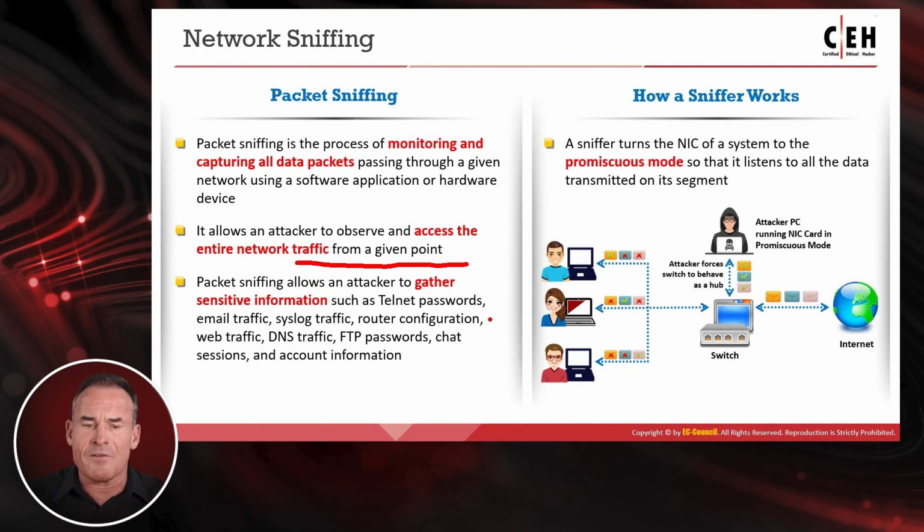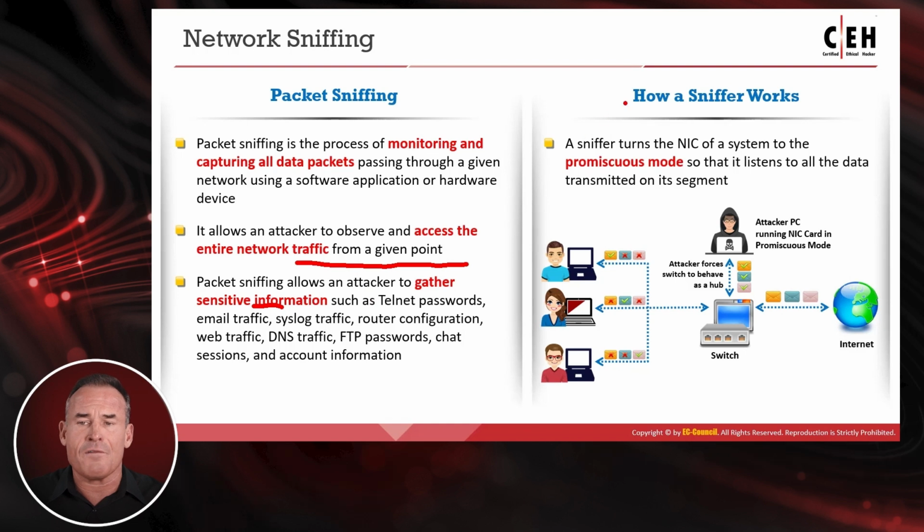Once we do get access, however, it allows us to gather sensitive information from what are typically clear text protocols. Telnet passwords, email traffic, syslog, router config, web, DNS, FTP, chat, sessions, account information. Those are all typically clear text protocols by default. Now, we recommend you always configure these protocols in a SSL or TLS encapsulation, or use SSH, or use IPsec, but the default is not encrypted, meaning if I can intercept it, I can read it with the right protocol parser. So first hurdle to overcome is getting access to the actual traffic I want to capture.